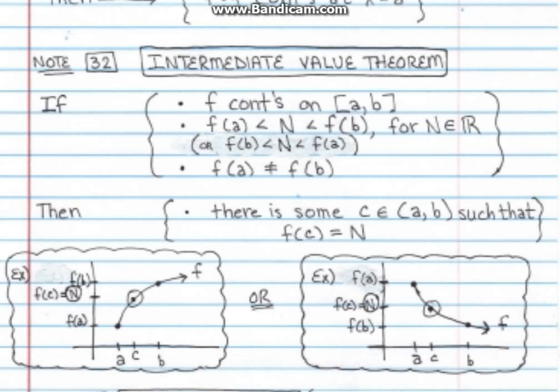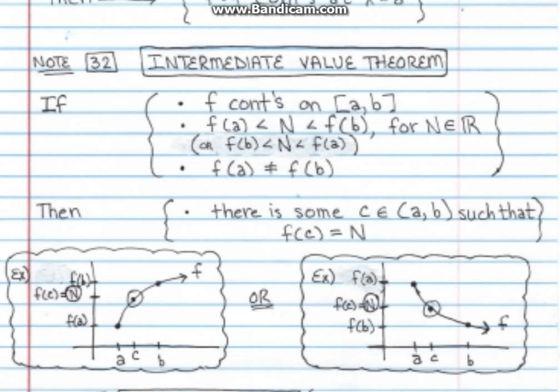And if you know that those two y values are not equal to each other, f of a is not equal to f of b, then you can be sure by the intermediate value theorem that there exists some x value c that's on the open interval from a to b. It's some number in the open interval from a to b, such that when you evaluate f at this c, you're going to get the n that you discussed in this supposition above.